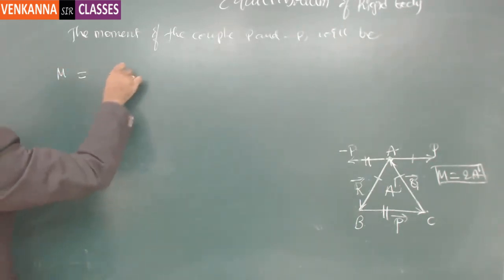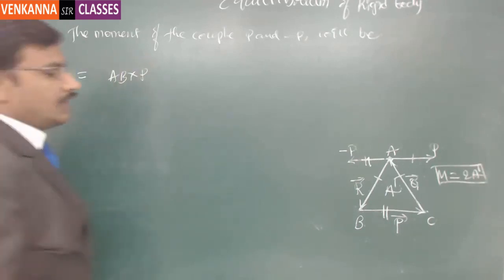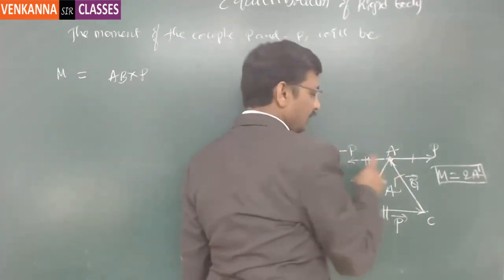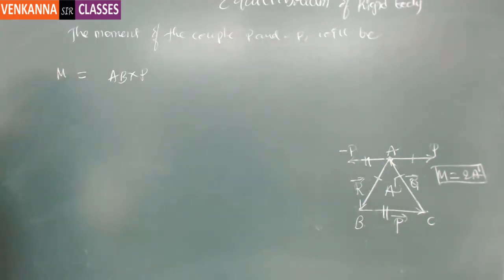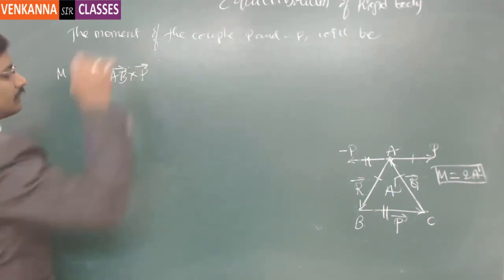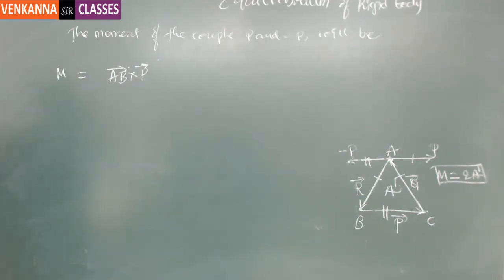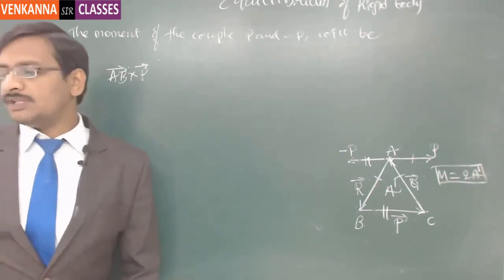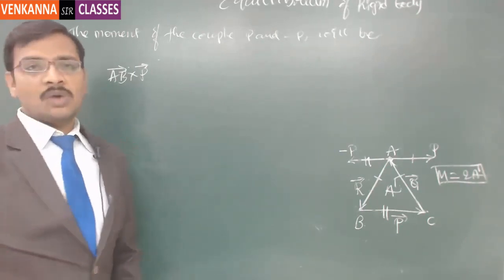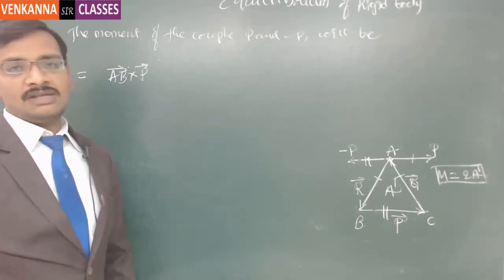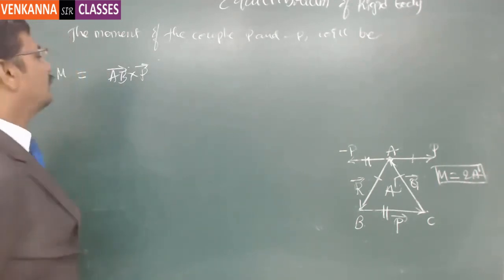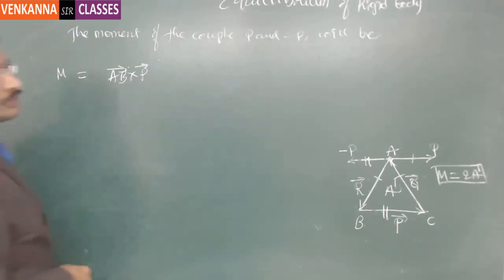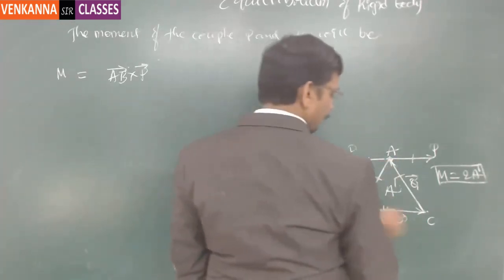obviously AB cross P is the moment. AB is the distance between the couple and the force magnitude is P. So AB cross P is the resultant couple. AB is a vector and P is a vector. So this moment we will be calculating. We don't worry about the direction of this moment, because whether it is clockwise or anti-clockwise, it doesn't matter for us. What we are interested in is whether there is a couple moment or not. That's all. So here AB cross P. AB is this height and P is this one.